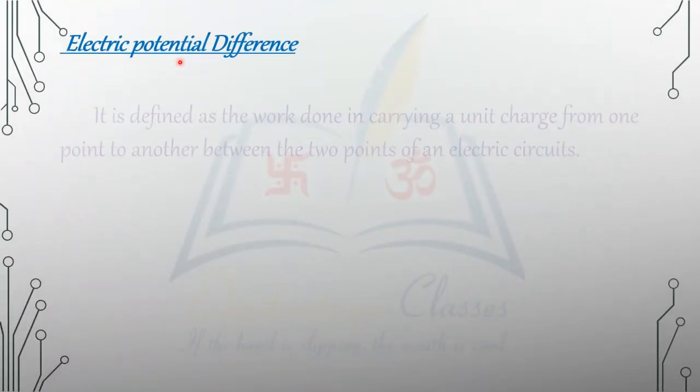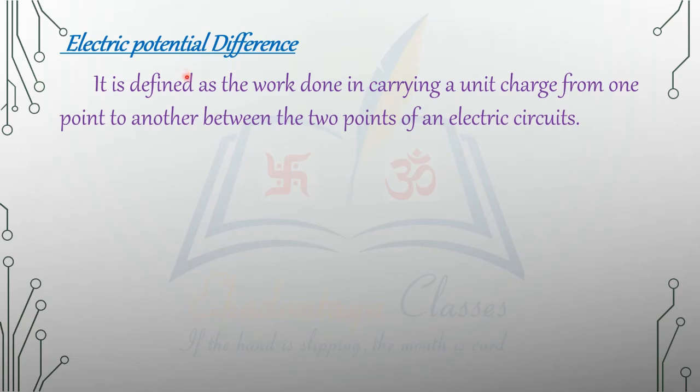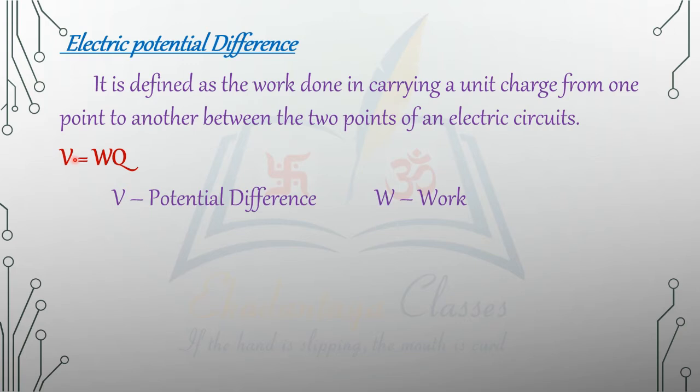Electric potential difference is defined as the work done in carrying a unit charge from one point to another point between the two points of an electric circuit. When charges flow from one point to another, that difference is called the electric potential difference, which is called V, given by V = W/Q.